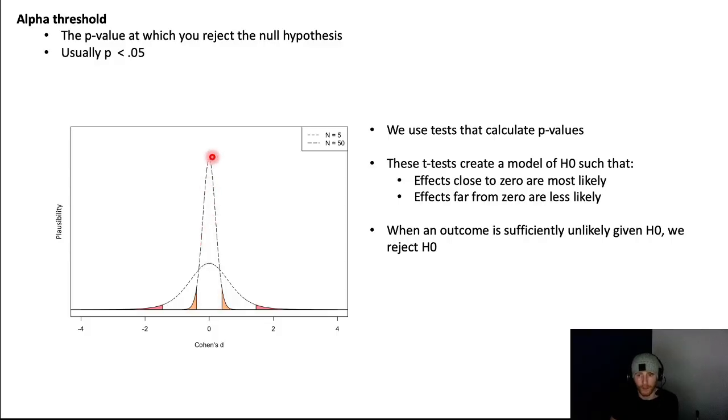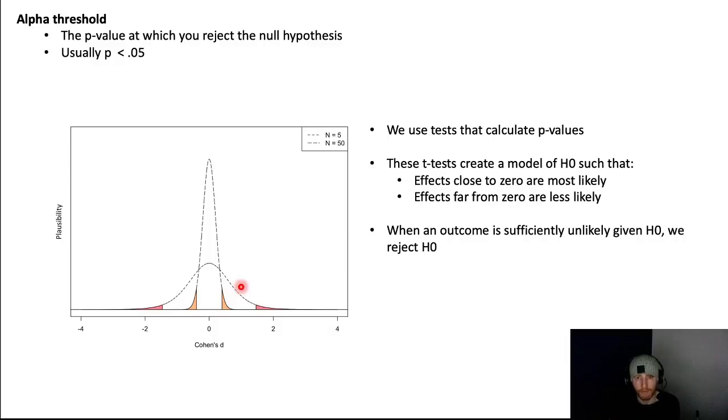Okay, so the first distribution I showed you had 5 participants. This is what the null hypothesis looks like with 5. Notice we can't really rule out very many answers. If we got an effect of 1, it's not that implausible given the null hypothesis with 5 participants. Therefore, we don't rule it out. We don't reject the null hypothesis.